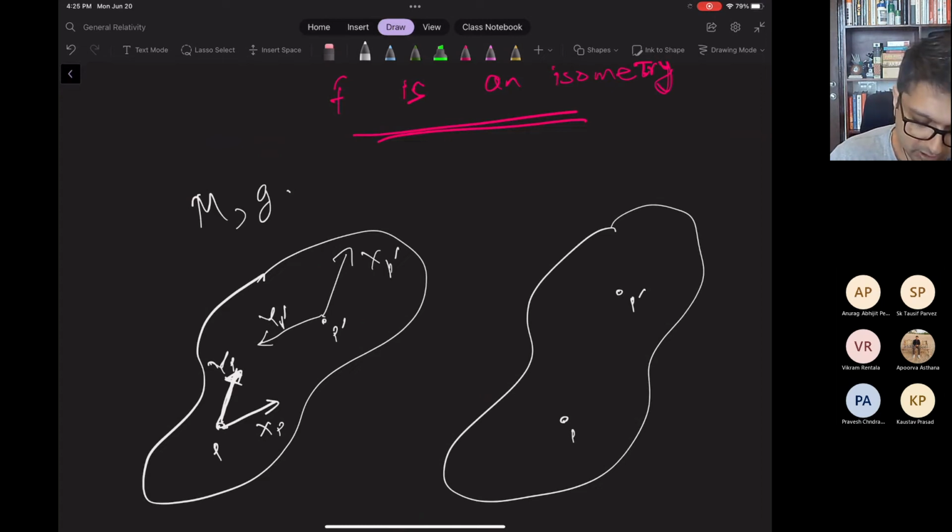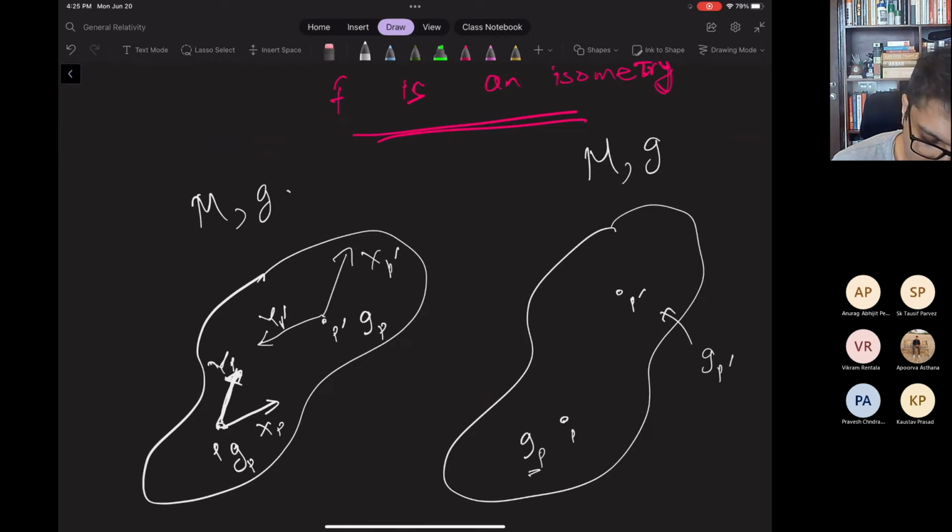Now I have a metric GP, and I have a metric GP prime. I have a copy of the manifold with the same metric, which is the same GP here and the same GP prime here. And now instead of pulling back GP prime, I'm going to push forward this vector and this vector when I map the point P to the point P prime.